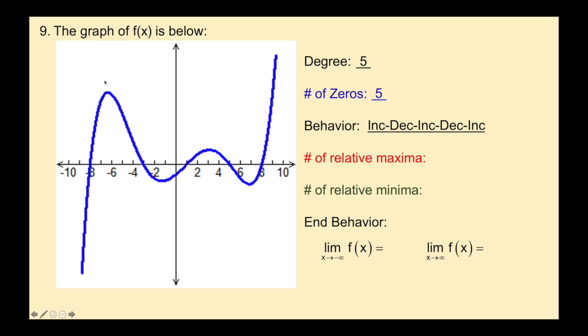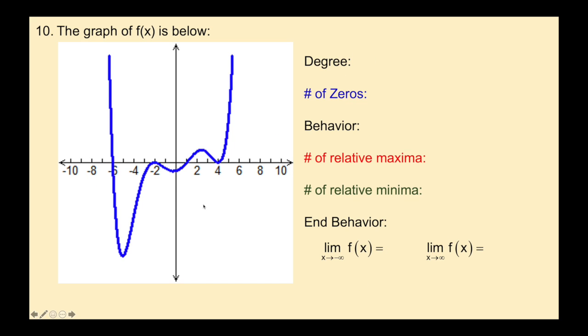Relative maximas are going to be here and here, so I have 2 of them. Relative minimums I have here and here, so there are also 2 of those. And then as far as our end behavior on the left side, if I put an arrow here, that's pointing down, so negative infinity. And on the right side, this is pointing up, so that would be positive infinity. Again, we know that because this was an odd degree, these should have been opposite of each other.